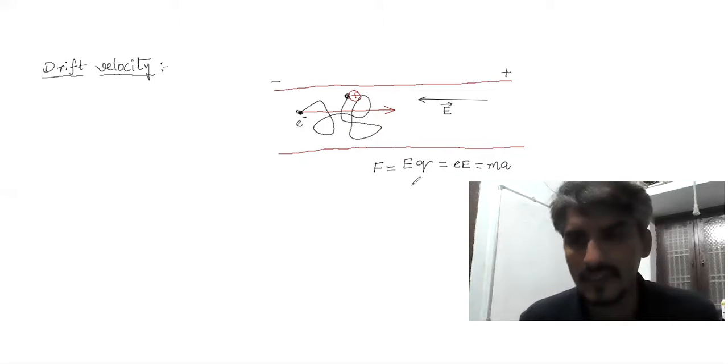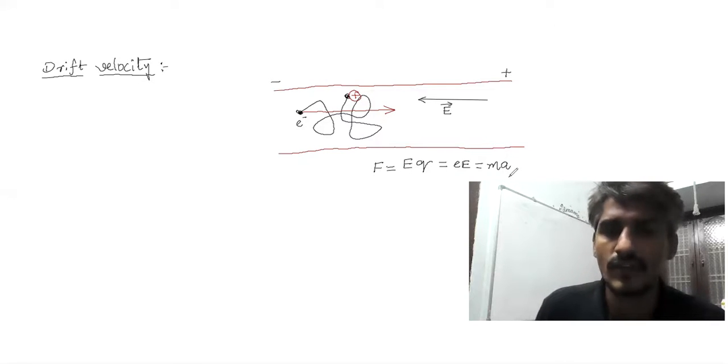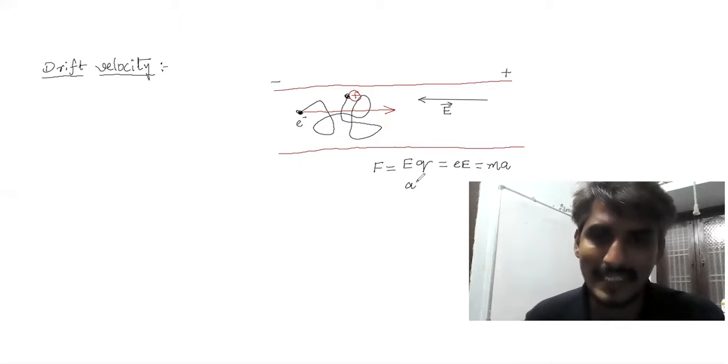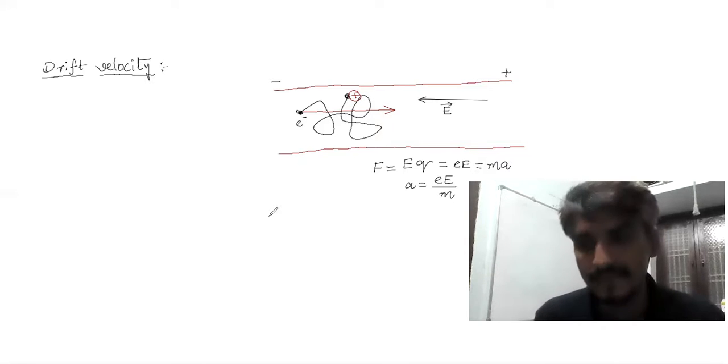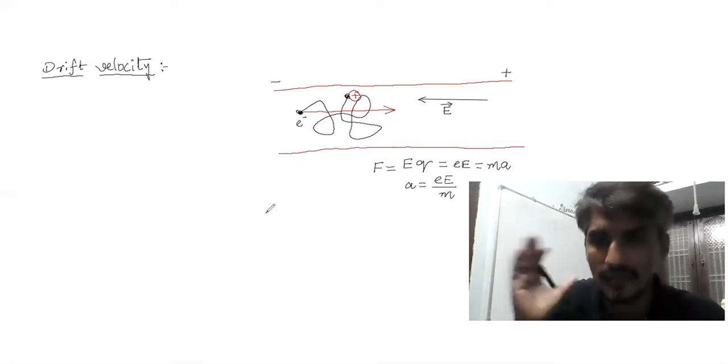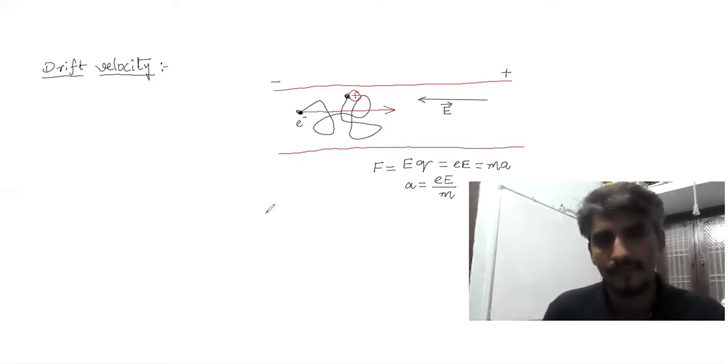Therefore, according to Newton's second law, we write it as F is equal to m into a. Therefore, a is equal to what? What is the acceleration of it? We can write it as e into E by m. This is the acceleration of the electron, which travels opposite to the direction of the electric field.